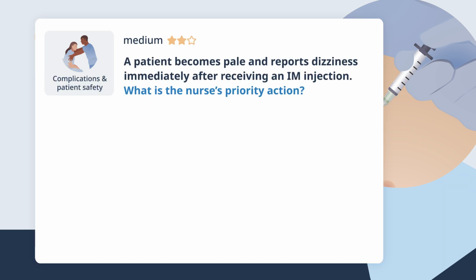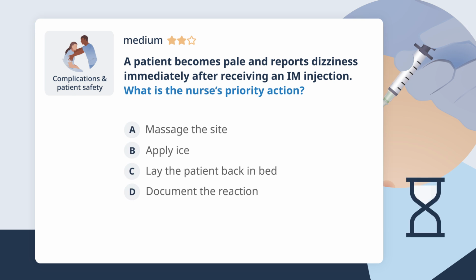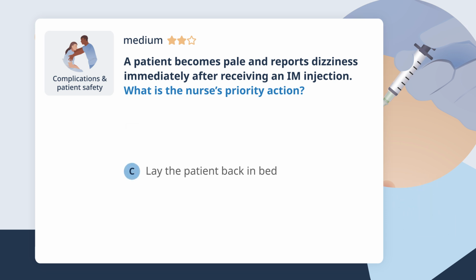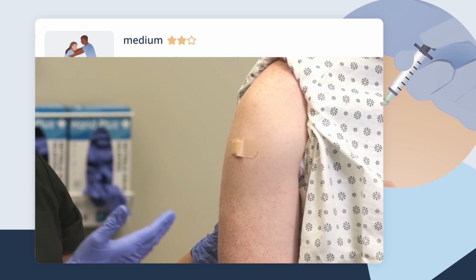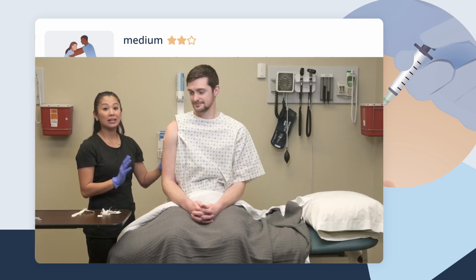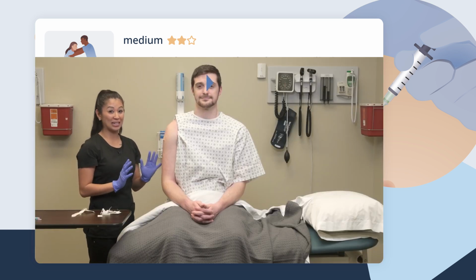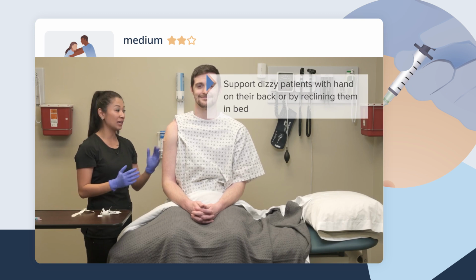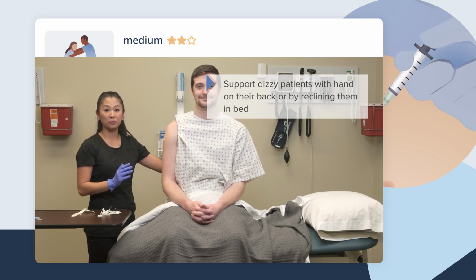A patient becomes pale and reports dizziness immediately after receiving an intramuscular injection. What is the nurse's priority action? Anytime you have a patient up and you're going to give an injection, some people may get a little woozy, so if you think that person is, then you may want to lay them back in the bed.